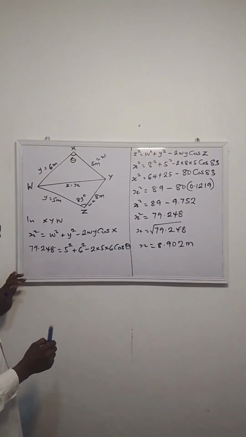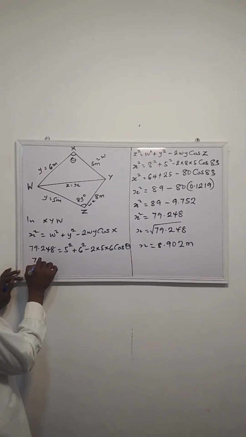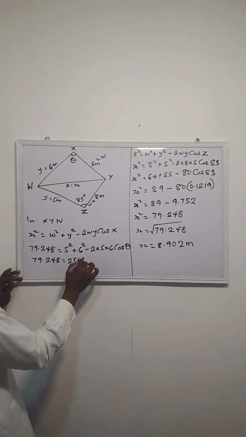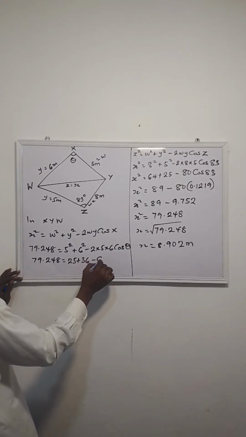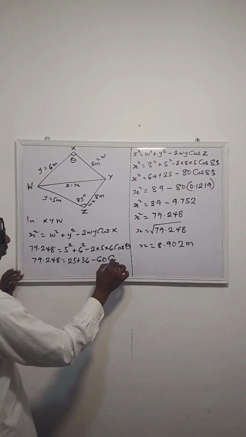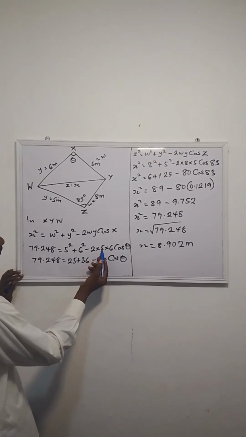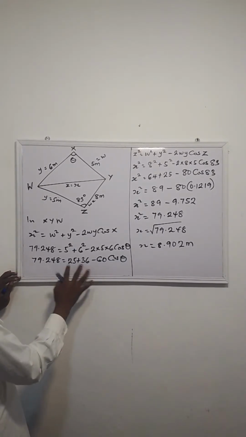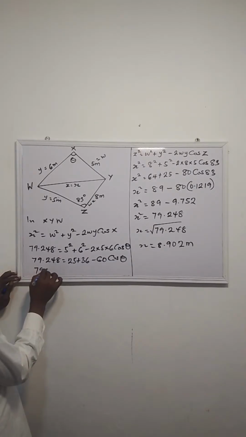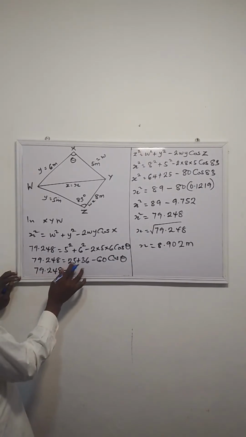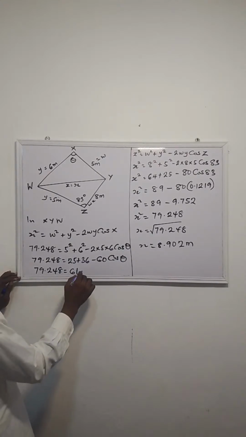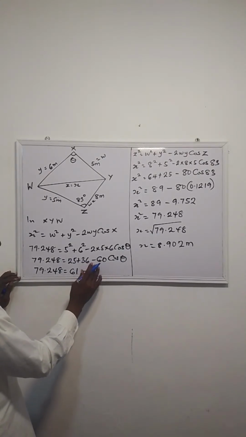Okay, so now let's look at it. We have 79.248 equals 25 plus 36 minus 60 cos theta. 2 times 5 times 6 is 60. Alright, so now let us join these together. We have 79.248 equals what? That will give us 61 minus 60 cos theta.